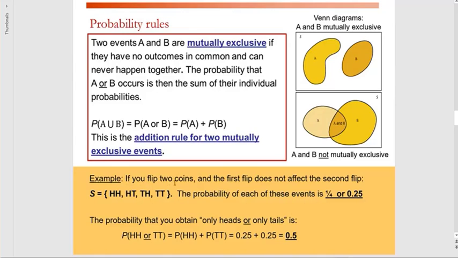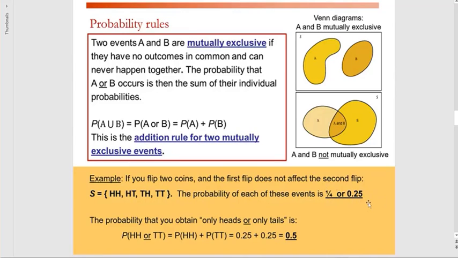we can't use this rule. Consider the experiment of flipping two coins where they don't touch, so the first flip doesn't affect the second flip. The sample space consists of four possible outcomes. The first outcome is both coins are heads. The next outcome, the first coin is a head, the second a tail. The third outcome, the first coin is a tail, the second is a head, and the fourth outcome, both coins are tails. In this case, the probability of each of these events is 1/4, or 0.25.